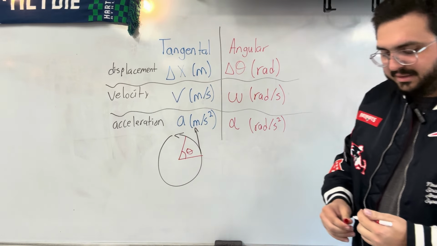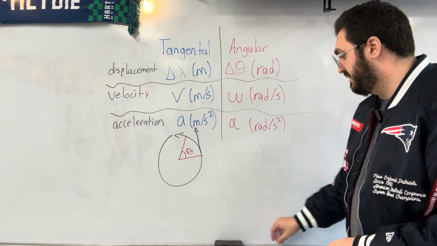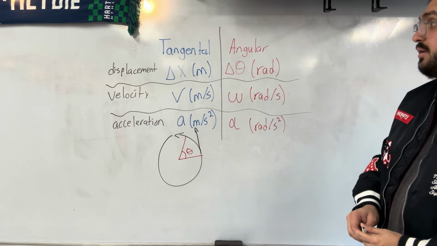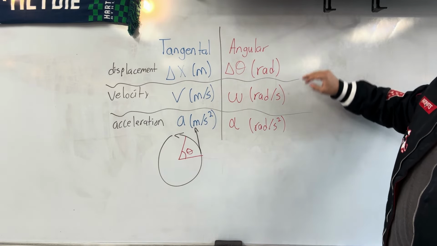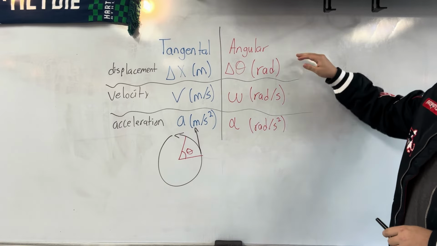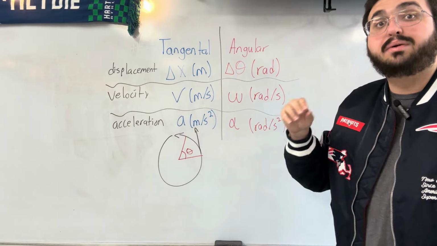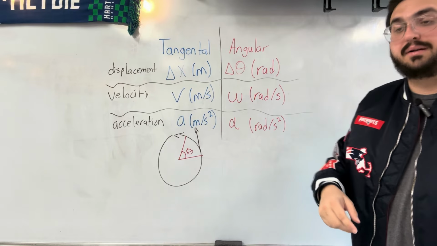Now, with this in mind, whenever I'm referring to velocity, acceleration, or displacement in uniform circular motion, I'm usually talking about the angular variants of them. But I still have to be careful to mention that I'm talking about the angular variants, because we can easily convert between the two of these. And again, we will talk about that in this episode as well.